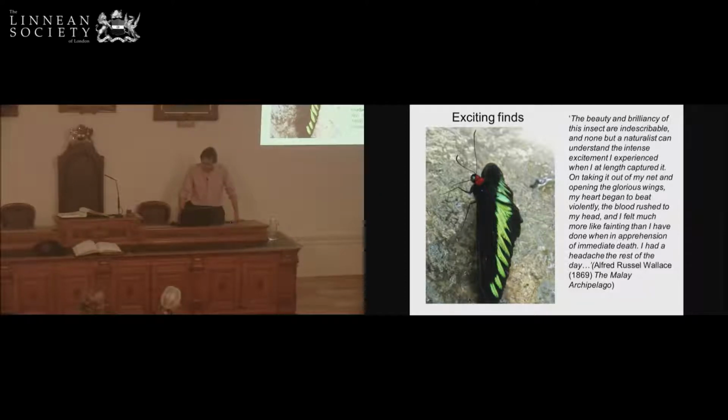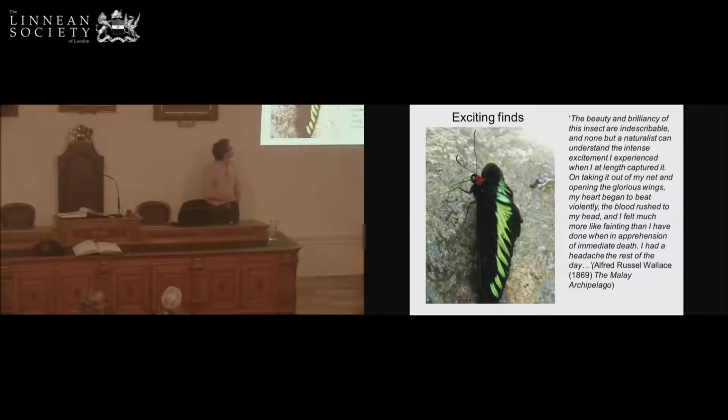The blood rushed to my head, and I felt much more like fainting than I have done when in apprehension of immediate death. I had a headache for the rest of the day. And you can understand why. This is an absolutely stunning thing to find, an amazing new species to have discovered.